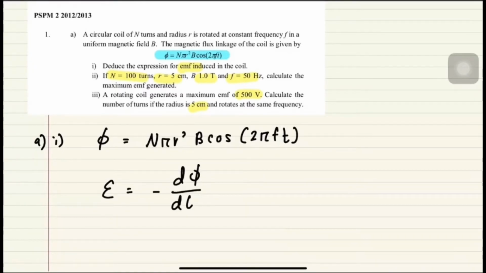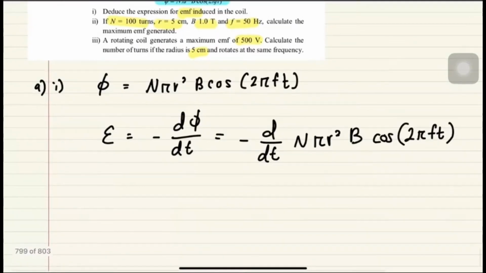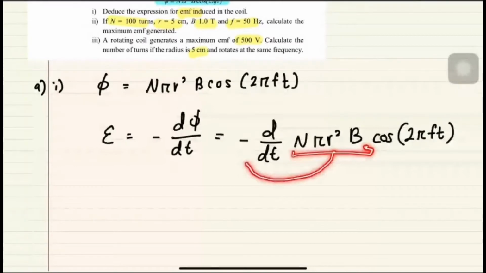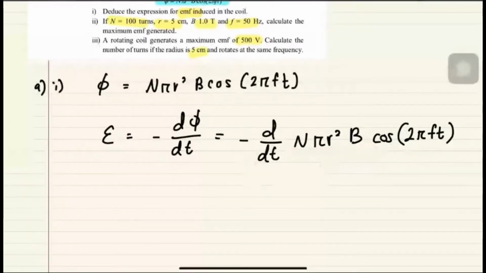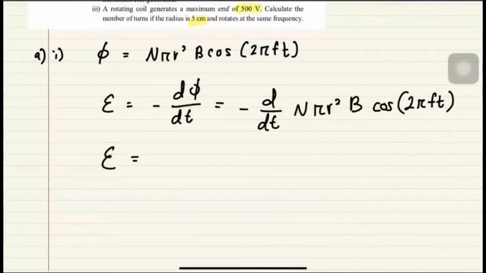So you have to substitute the phi into this. You substitute, then you will get negative d over dt of n pi r squared B cos 2 pi ft. So the whole thing over here is basically a constant. It doesn't change with respect to time. So I can bring everything to the front. So I only have to differentiate the cosine.